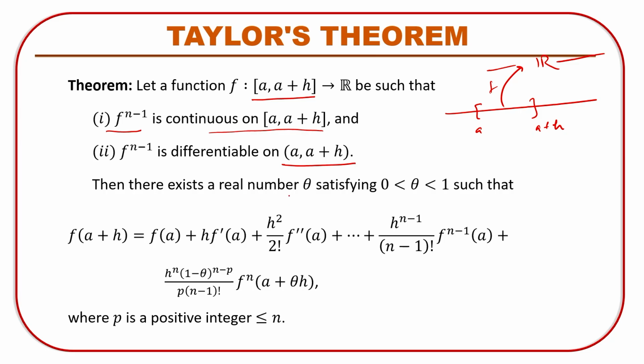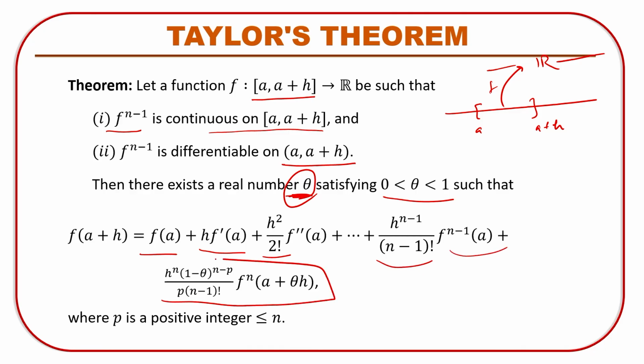Then there exists a real number theta, satisfying theta lying between 0 and 1, such that f(a plus h) is equal to f(a) plus h f'(a) plus h square by factorial 2 f''(a) and so on, up to h to the power n minus 1 by (n minus 1) factorial f^(n minus 1)(a), plus some remainder. So, this is the remainder: h to the power n, (1 minus theta) to the power n minus p, by p into (n minus 1) factorial, f^(n)(a plus theta h), where p is a positive integer and usually taken as less than or equal to n, right.